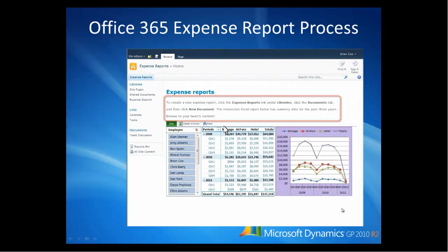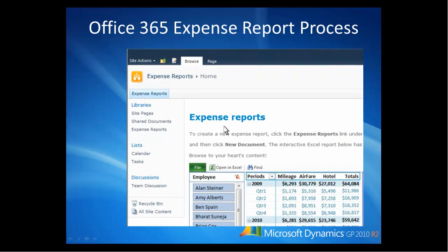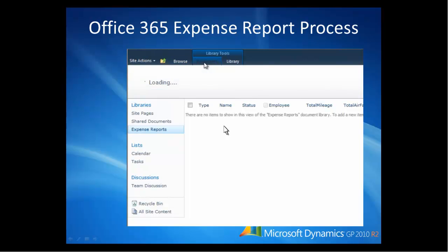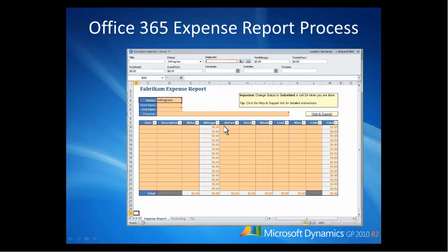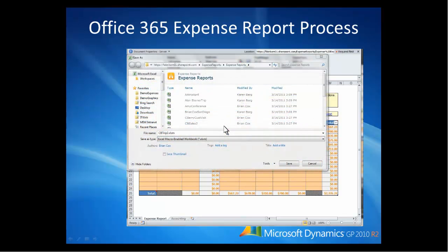To get started, I click the link to the expense reports library in the navigation pane to the left, click the Documents tab, and then I click the New Documents command. Let's fill out the expense report. First things first, I'll add myself to the employee field, which is required. Note that the expense report is initially set to in progress, which just means I'm creating the expense report for the first time. The template makes sure I enter accurate dates. Finally, when I'm done entering my expenses, I save the file.